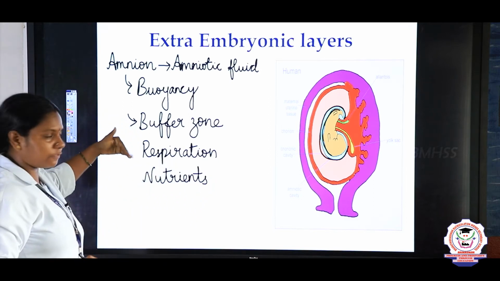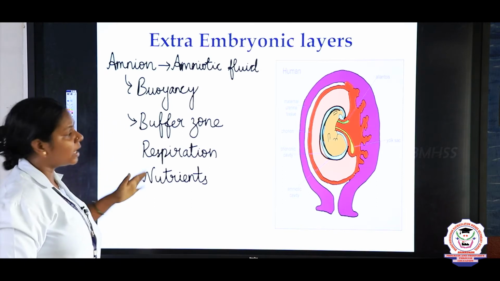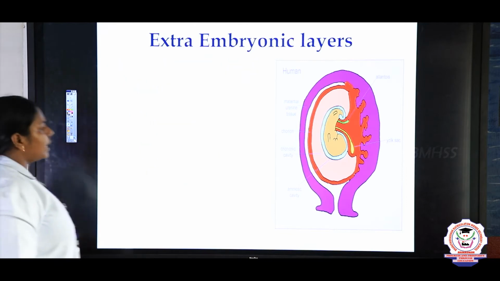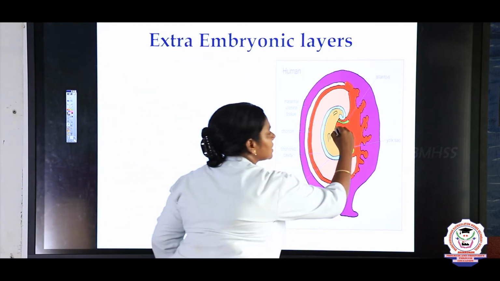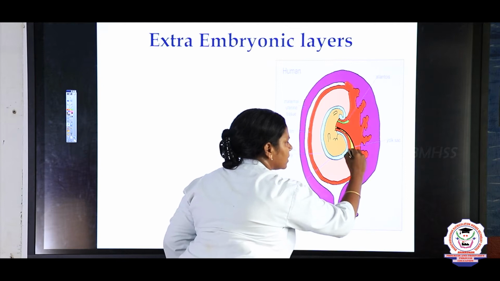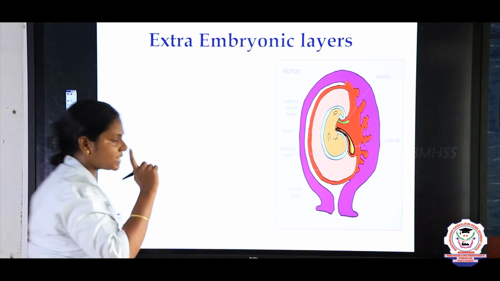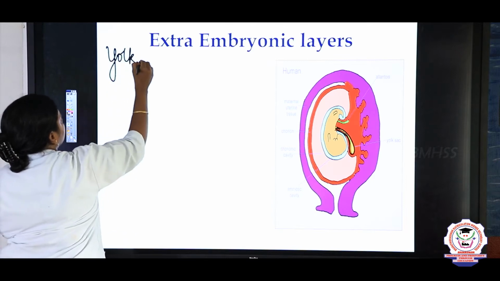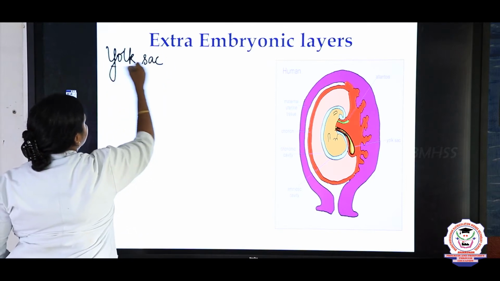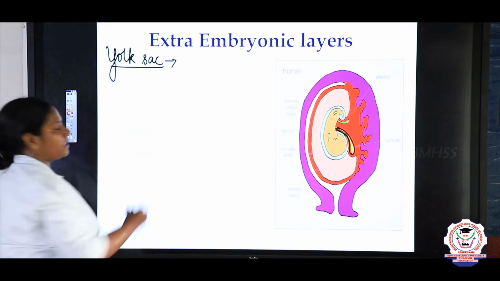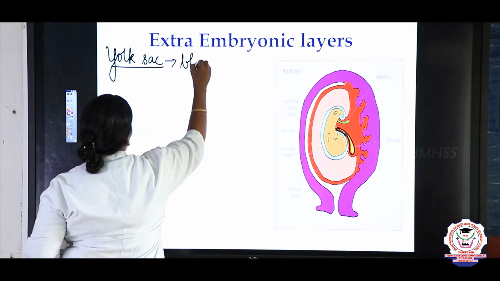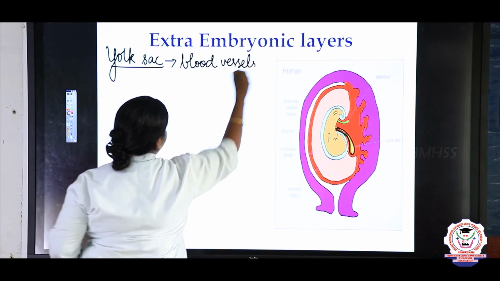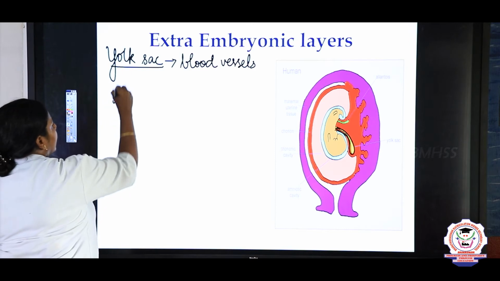So, we discussed the function of amnion and now we are going to study the yolk sac. The next, the small structure here, this is the yolk sac. What is the second thing? Yolk sac, it is the basis of blood vessels, from which the blood vessels arise. And the third layer is the allantois.